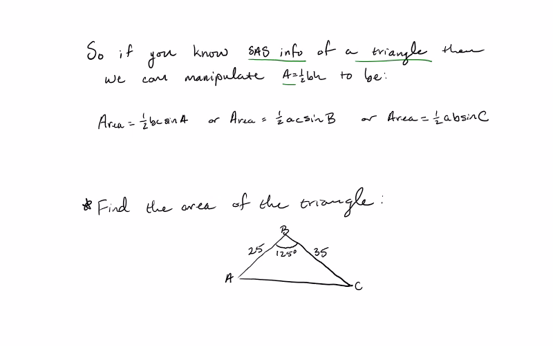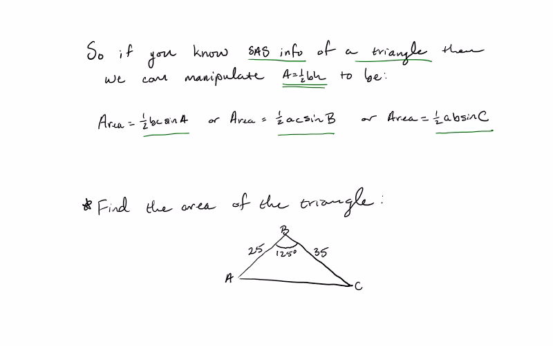Then you can manipulate the 1/2 base times height formula like we just did, and you can do any of the following. So if you know angle A and then sides B and C, you can do this first one, 1/2 BC times sine of A. Or you can do 1/2 AC times sine of B. Or if you're given angle C, then you would do 1/2 AB times sine of C. And it's a pretty easy way.